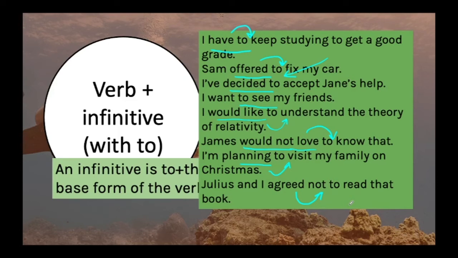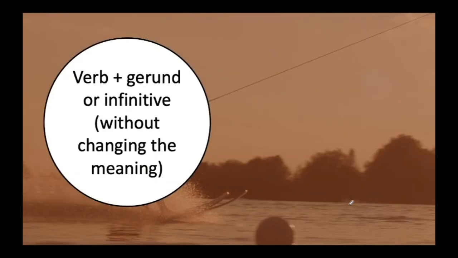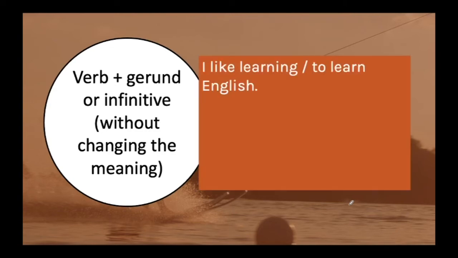Let's see the third verb pattern. In this case, we have a group of verbs that can be followed either by a gerund or an infinitive, but in this case, the meaning of the sentence doesn't change if you use a gerund or if you use the infinitive. I like learning English, or I like to learn English.